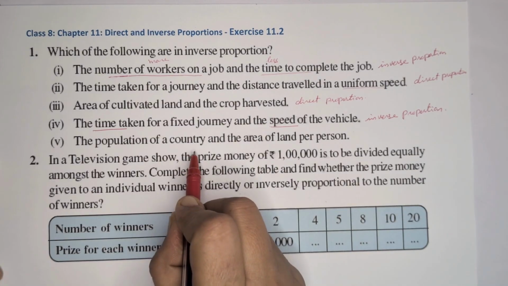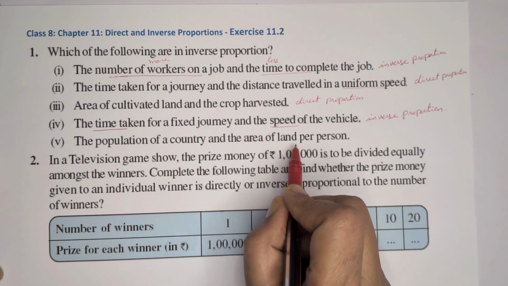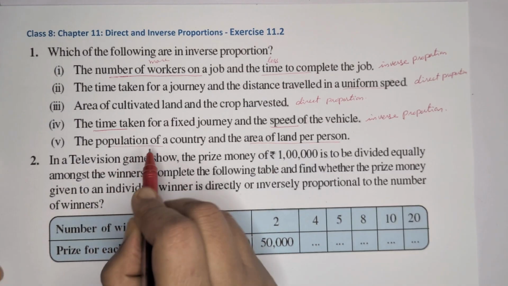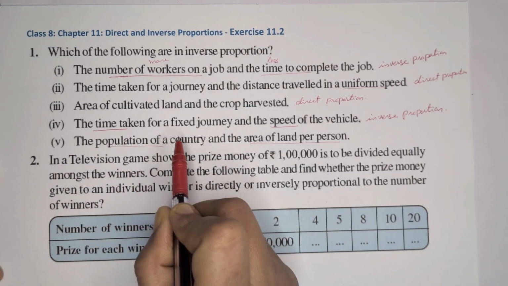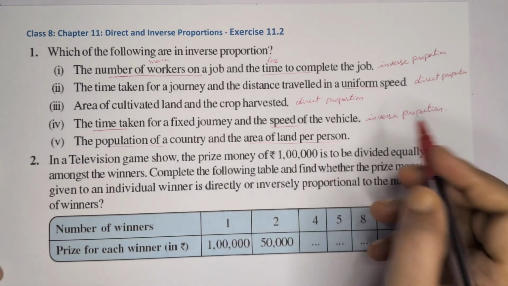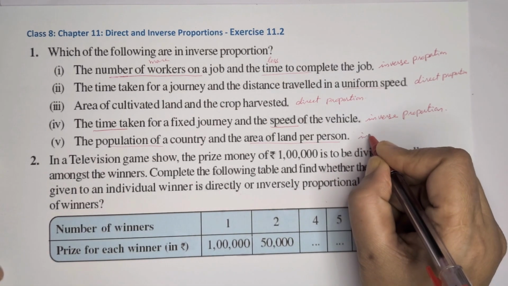Population of a country and area of land per person. Here also we can see more population, less area will get. Less population, more area will get. That also is inverse proportion.